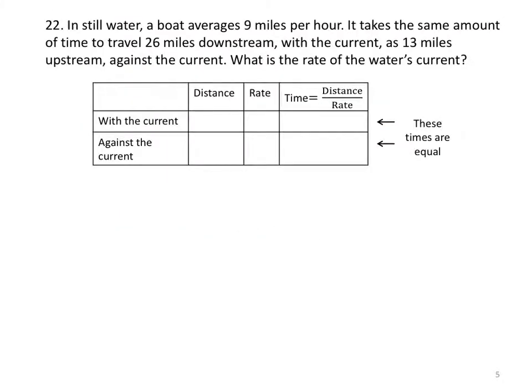This is what we call a current problem, and it involves the formula distance equals rate times time. Now you see that I've given the formula time equals distance over rate, and this is why. If distance equals rate times time, and we divide everything by r, you see that distance over rate equals time, which is the same as this formula. So we have a distance, rate, and time with the current and against the current.